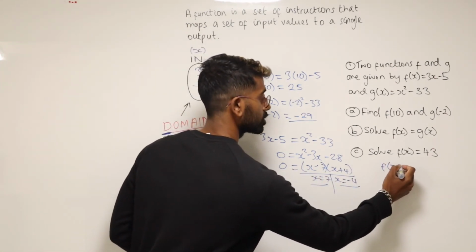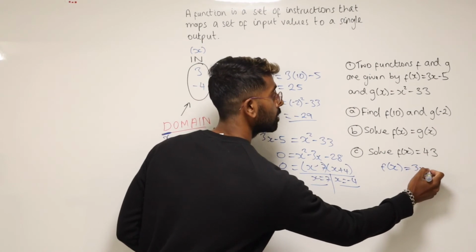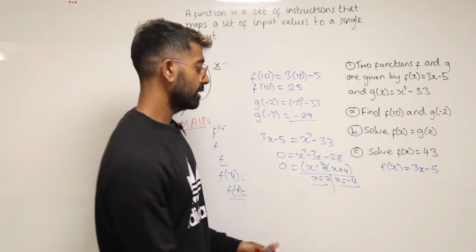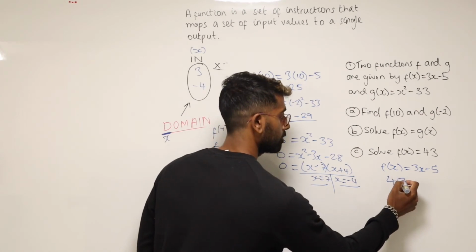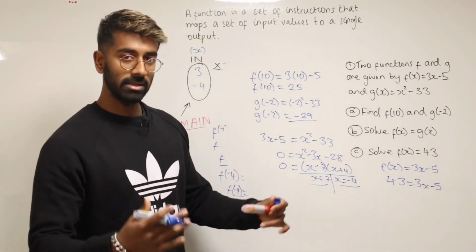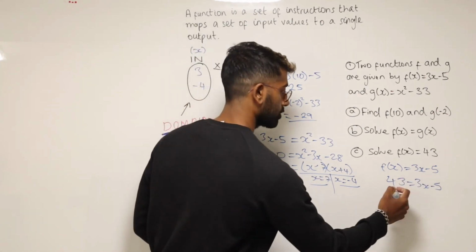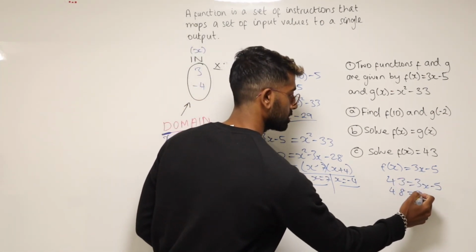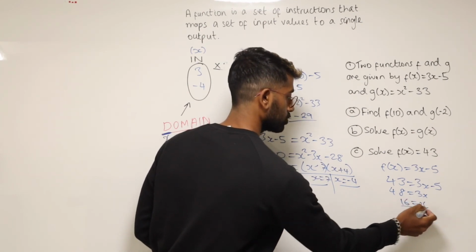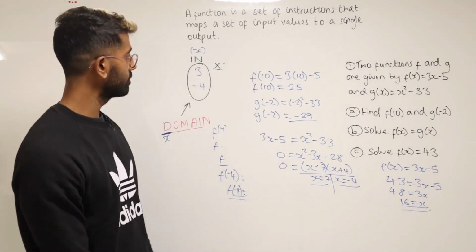So I'll just write the function f of x. There we go. And they're saying that function now is equal to 43. So we can say 43 is equal to that function there. How do we solve it? Send the 5 across, so we'll have 48 is equal to 3x, and divide by 3, so x is equal to 16. And there we go.